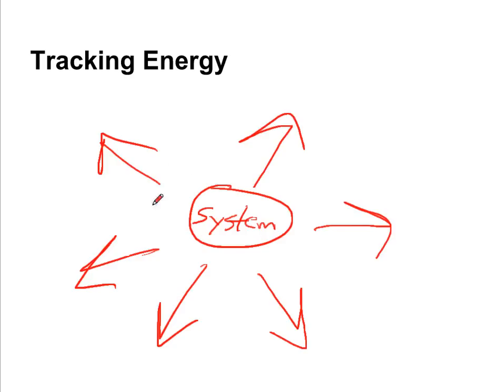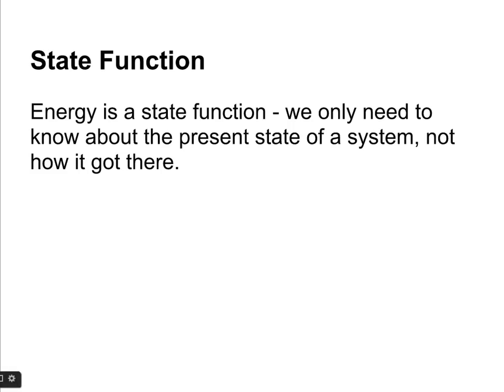So in any case, the system is the specific part that we're focusing on to measure the change in energy, and the surroundings are going to be everything else. We need to be able to track whether energy is going from the system out into the surroundings, or if the system is absorbing energy from the surroundings. Energy is what we call a state function. That means we only need to know about the present state of a system, not how it got there. That makes our calculations a whole lot easier.